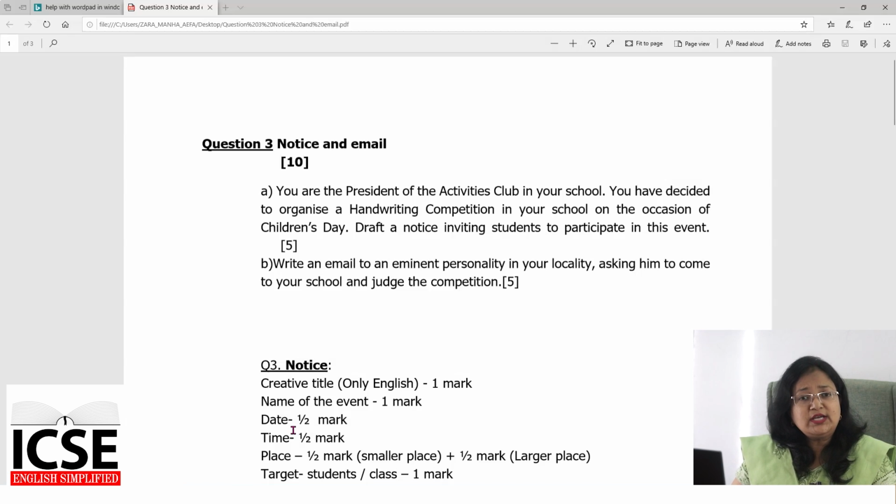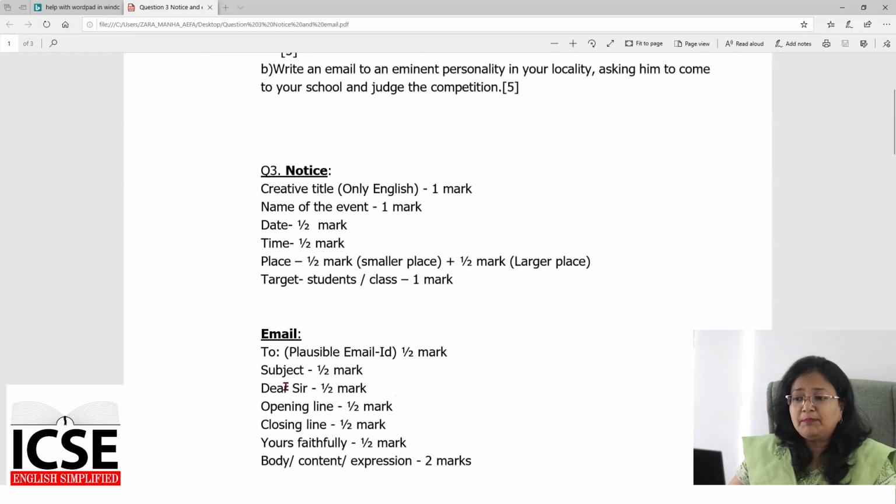But to ensure that you get your marks, first you should know where the marks are awarded. So look at the bifurcation of marks. 1 mark is for your creative title. Keep in mind that this creative title should be only in English. It should be monolingual, only the English language. You cannot use Hindi words over here. You cannot use words from other languages for the sake of effect.